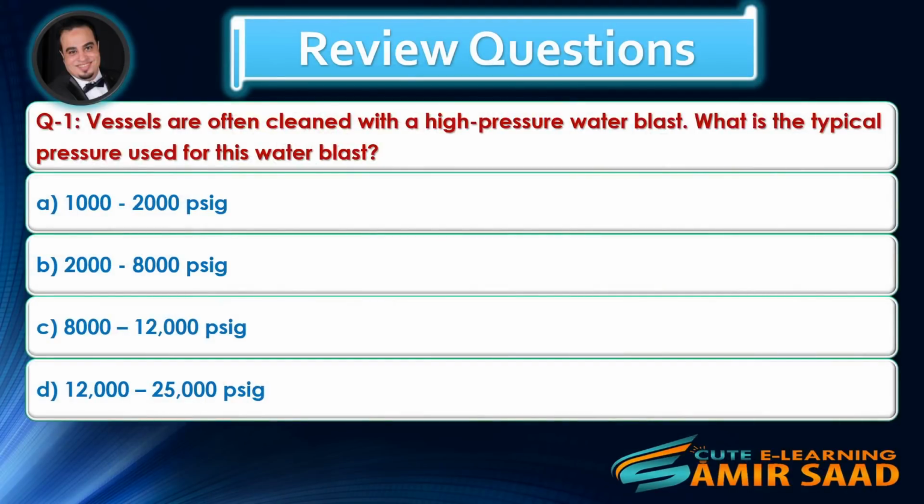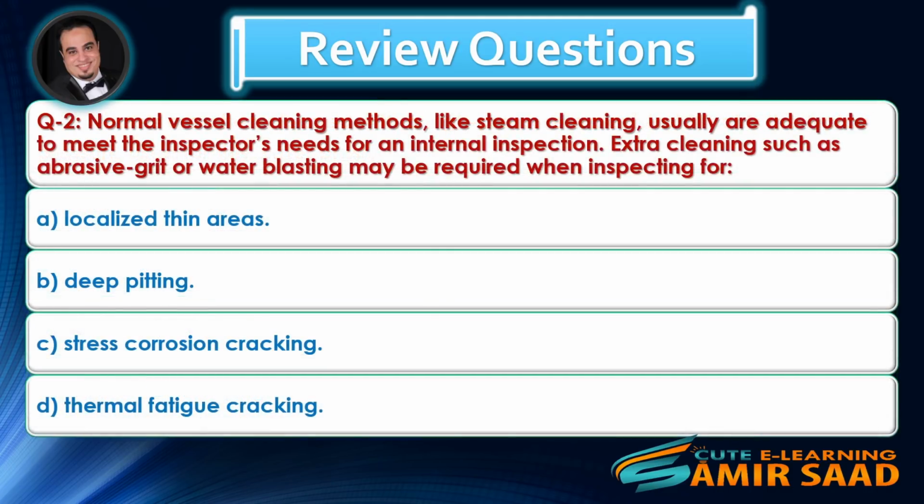Review questions. Question number 1. Vessels are often cleaned with a high-pressure water blast. What is the typical pressure used for this water blast? Answer is C. Question number 2. Normal vessel cleaning methods, like steam cleaning, usually are adequate to meet the inspector's needs for an internal inspection. Extra cleaning such as abrasive grit or water blasting may be required when inspecting for. Answer is C.